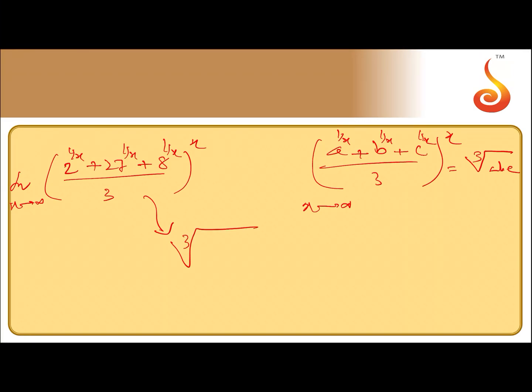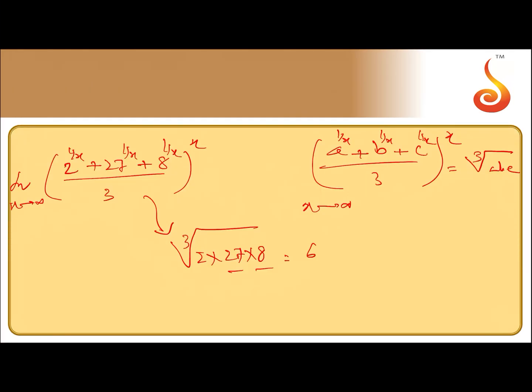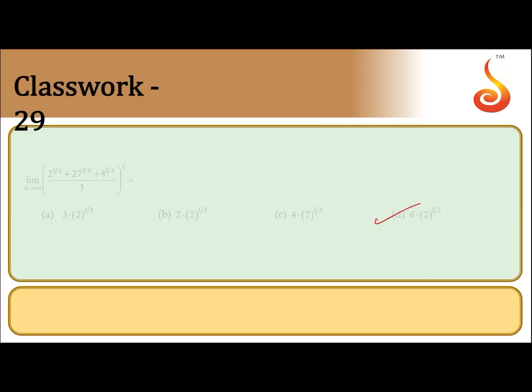So here the answer is equal to the cube root of 2 into 27 into 8. This cube root and cube root, of course, 2 into 3, 6, 6 multiplied by the cube root of 2. So the answer is equal to 6 multiplied by the cube root of 2. 6 multiplied by the cube root of 2 is the required answer. So the answer is D.